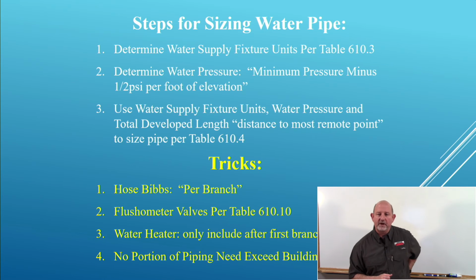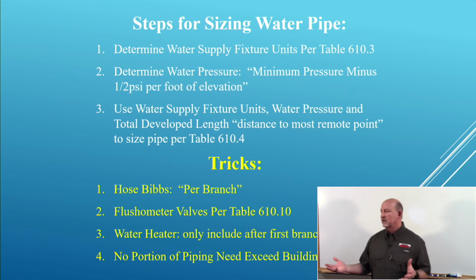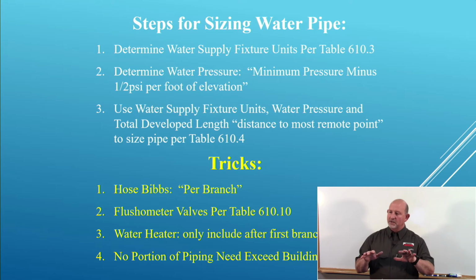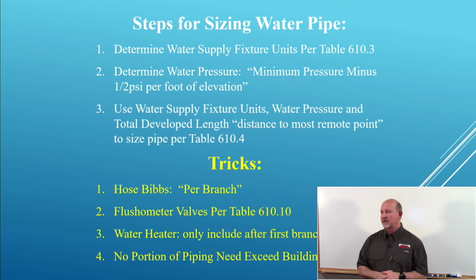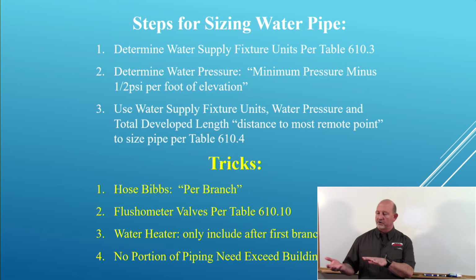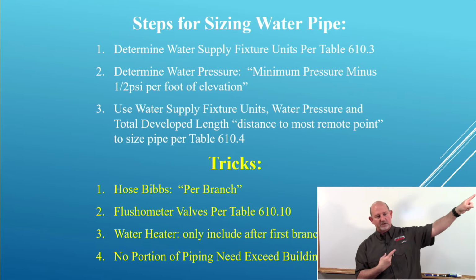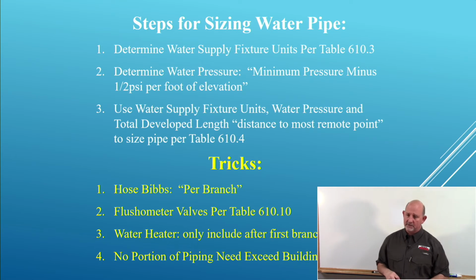Also, trick number 2 there says flushometer valves per table 610.10. Now again, clearly this is not a trick because if you're paying attention to the table on page 112, where it says see footnote 7, go to 610.10, that refers you to table 610.10. There's no way to find a flushometer valve, water closet, or urinal on that table because it says, hey, we don't know, footnote 7. Footnote 7 says, hey, go to 610.10. Section 610.10 says use table 610.10.